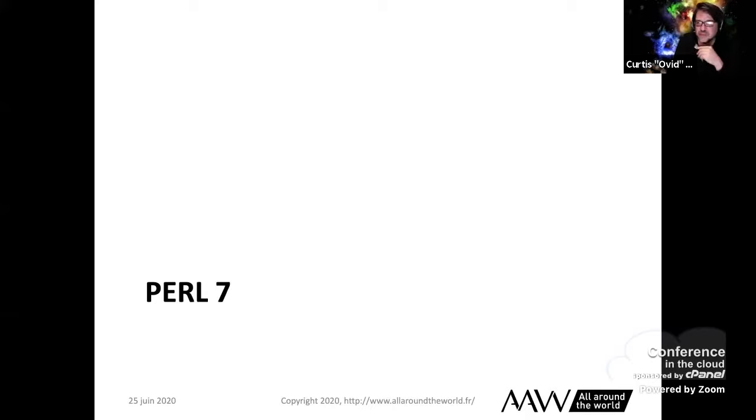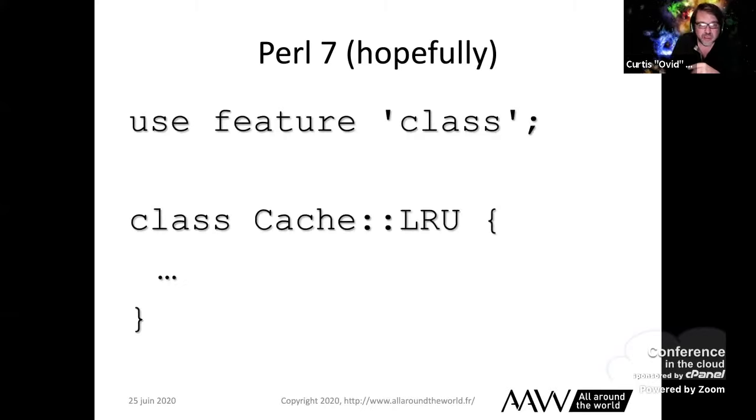So the elephant, or the camel, in the room: Perl 7. This will probably go into Perl 7, but it's going to have a feature guard. I don't know what the name of the feature is going to be. I don't think we can call it use feature core because that's going to confuse the heck out of everyone. So use feature class is my proposal. And then you get this class Cache::LRU, you've got all the syntax there. And then the intent is that in Perl 8, you no longer have that feature guard. Use Perl 8 and boom, you have Core.